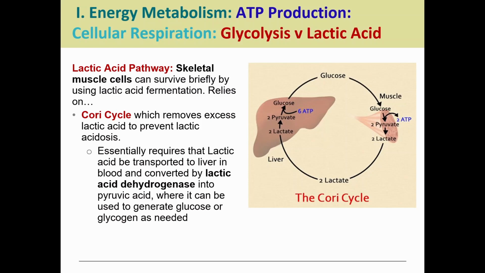So we have to remove that excessive lactic acid to prevent lactic acidosis. Basically, we go through the Cori cycle, where we transport it to the liver, convert it into pyruvic acid, and then we can go back to the start. So there, we can recycle it. We got our 2 ATP, but we're going to have to put some ATP back in to be able to get us back to pyruvate.